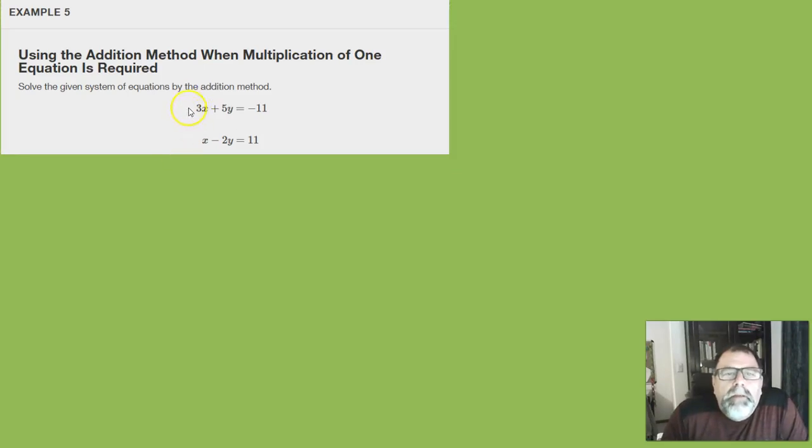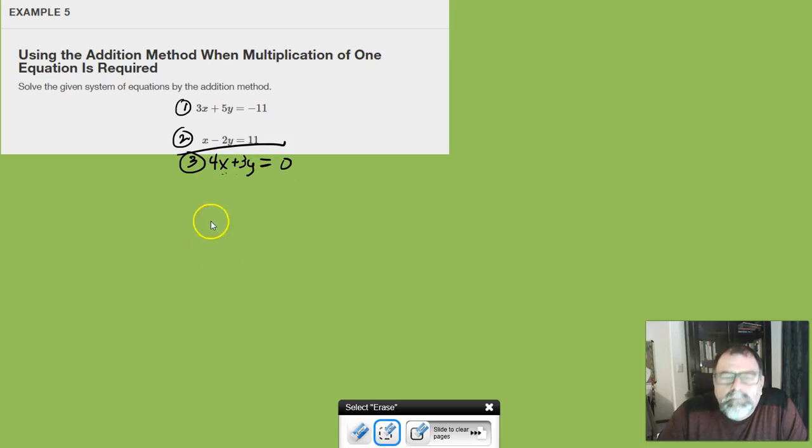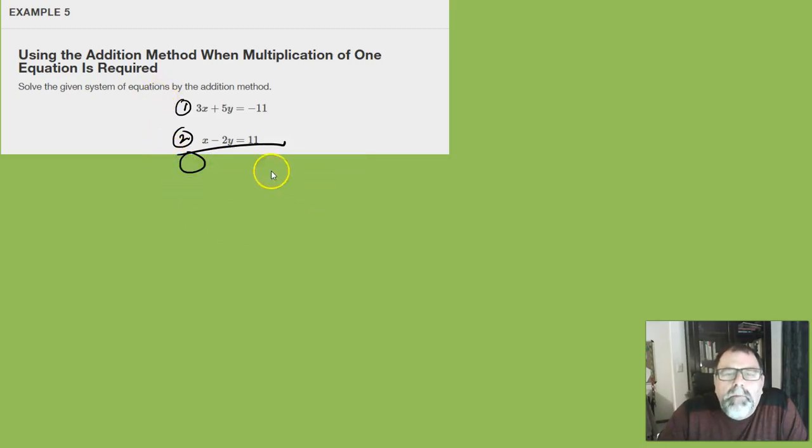Now on this one, if you were to add the two equations together to get equation 3, you get 3x plus x is 4x, 5y plus negative 2y is positive 3y, and then negative 11 plus 11 is 0. But that doesn't help because we still have two variables. We want to eliminate a variable, remember? So what we're going to do is you want to make one of them have, basically when you add them, you want to get 0.